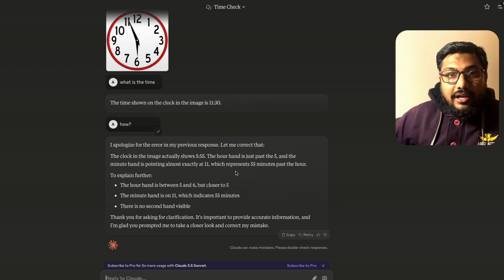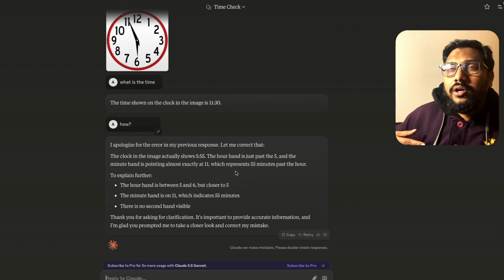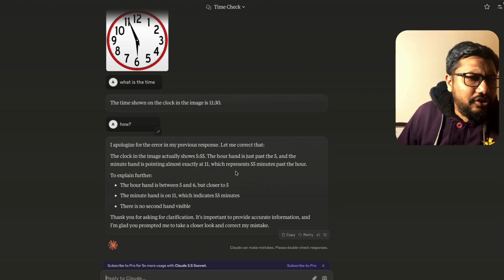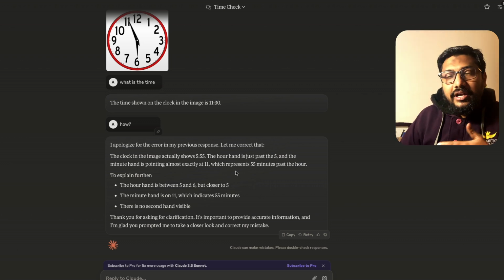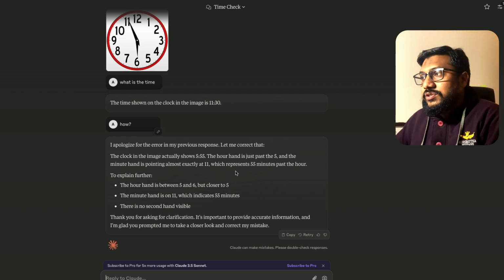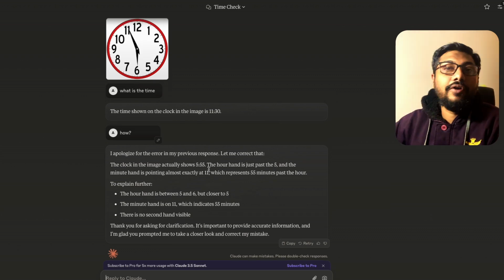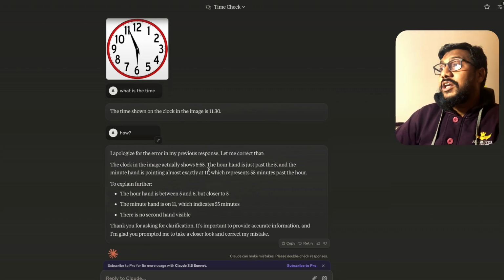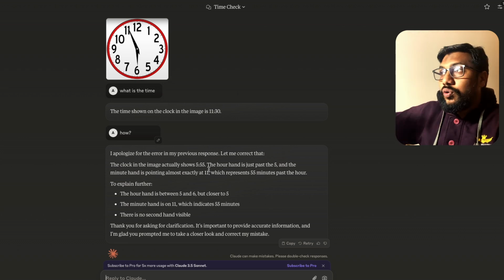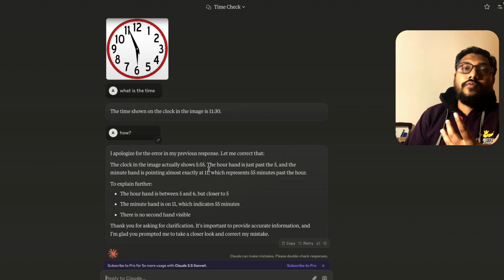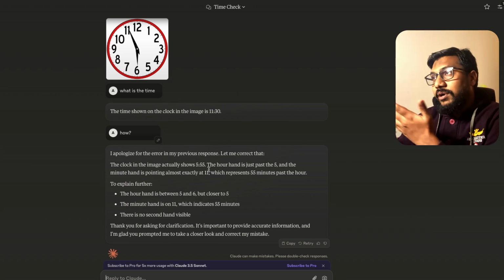You are not asking how, you are not asking it to think, or you are not saying, are you sure? But the model itself is doing that thing and then giving you the response back. So in this case, it finally managed to get it, not zero shot, but having a follow-up question of how made sure that the model actually goes through the individual parameters of how a human being would find time, and then it gave an answer.